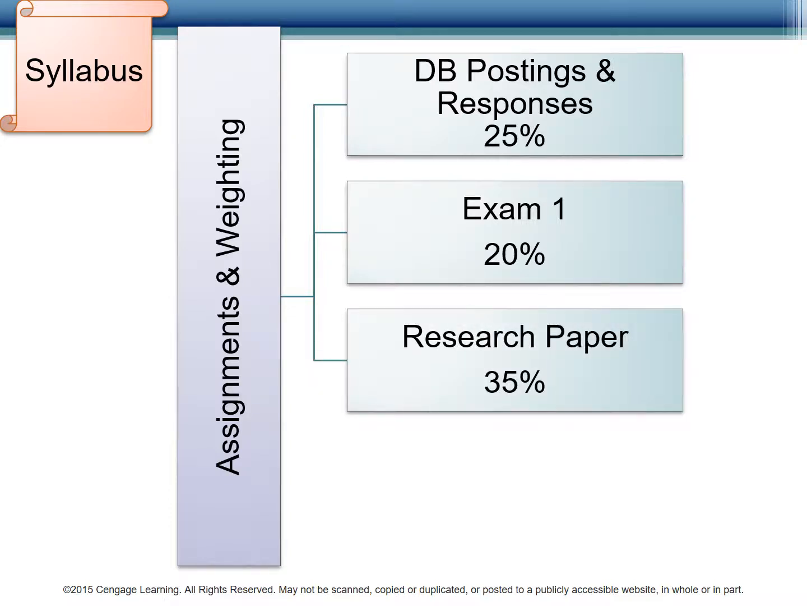The research paper is worth 35% of your grade. Components of the research paper include submitting your topic, 1.5 points, completing an annotated bibliography, 3.5 points, and the final research paper, 30 points. Start working on your research topic as soon as possible.